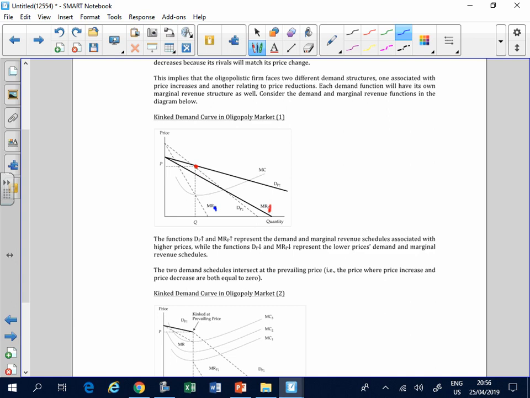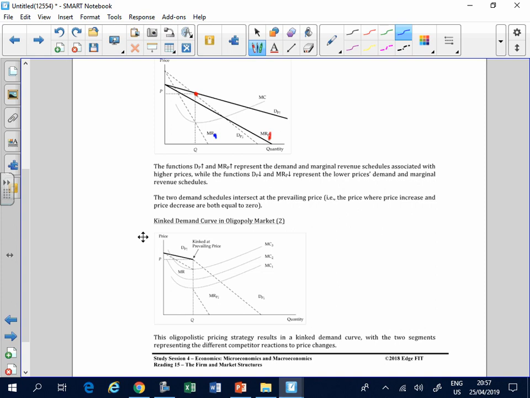Okay. Now, what that means, ladies and gents, and it's easier to see it in the second graph over here, is that you've got a kinked demand curve for an oligopoly. And I'm not just talking about this because you're not going to get a question on it. I spend more time where I think you're going to get more questions.